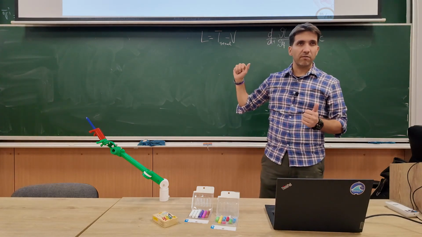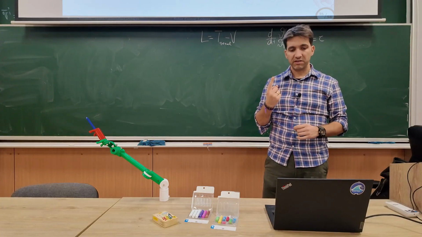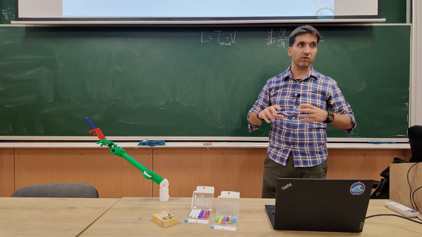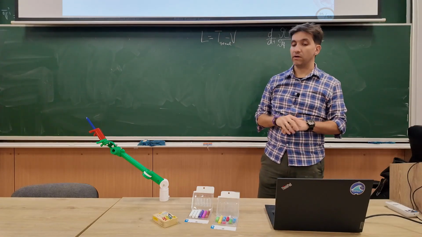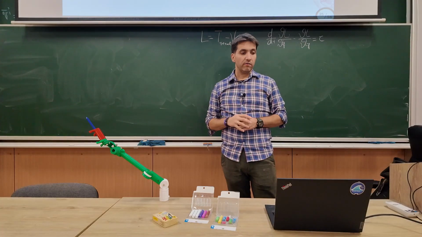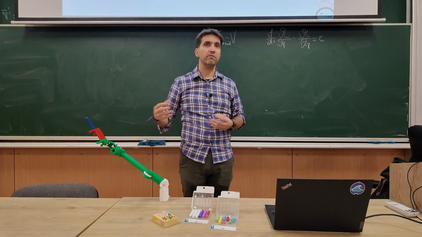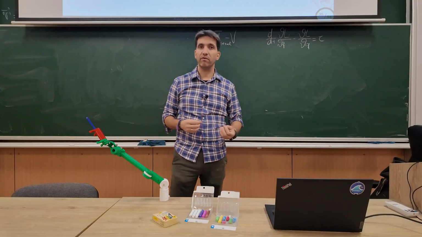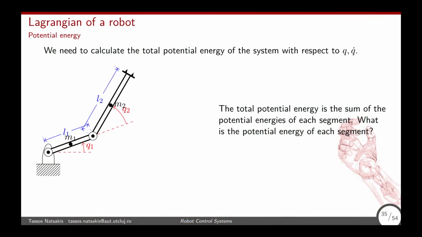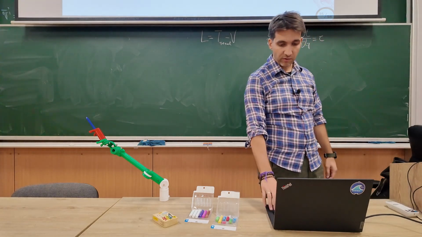Now, in the first example, we talked about a simple mass moving up and down and rotating, but we had just one mass. Now we have a system with two masses. This complicates things a tiny bit. Basically, we need to calculate again the overall potential energy of the system, but that's basically the sum of the potentials of the two masses, of each segment. What is the potential of each segment, of each link?